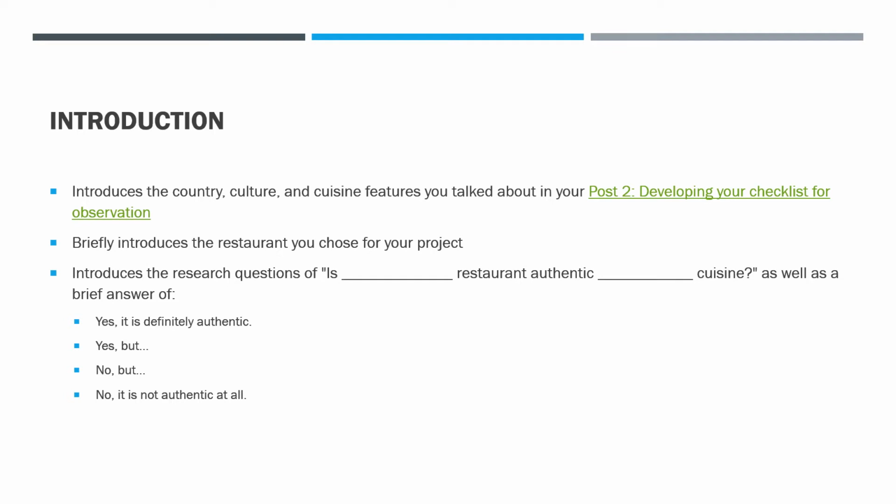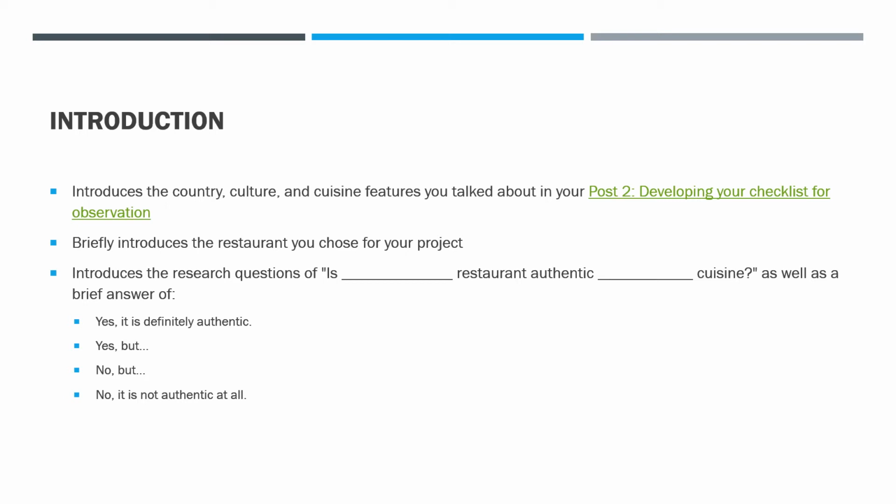If we answer the question with yes, it is definitely authentic, then what we will know is that throughout your whole project, you're going to be talking about things that definitely support the authenticity of this restaurant. You could also answer yes, but. Now, what this means is that the restaurant has a lot of things that make it authentic, but there are things that are not. They weren't things that you found in your research. They weren't things that are part of that culture or cuisine or from that country, but they've adapted.